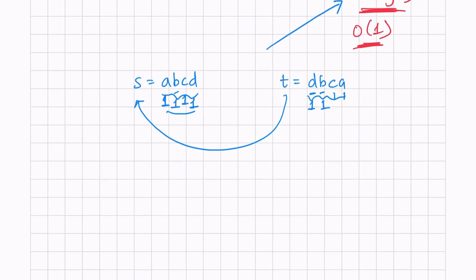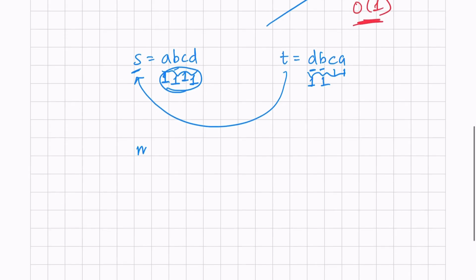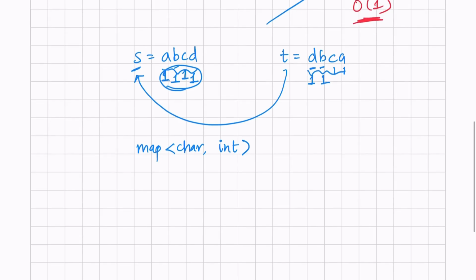Now we'll have to keep track of these counts. Once we start counting characters in, let's say, S, we'll have to keep track of it. So let's use a map for now. Let's say the key for the map is char, and the value can be int. So let's count all the characters in S and put them in the map. S has an A, a B, a C, and a D. So this will be our map.